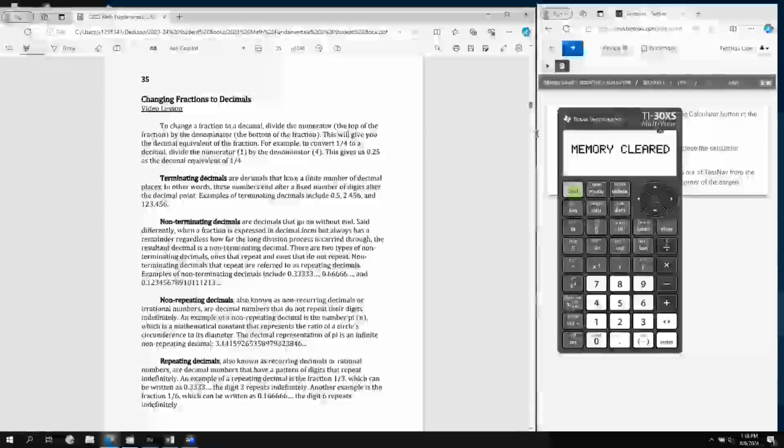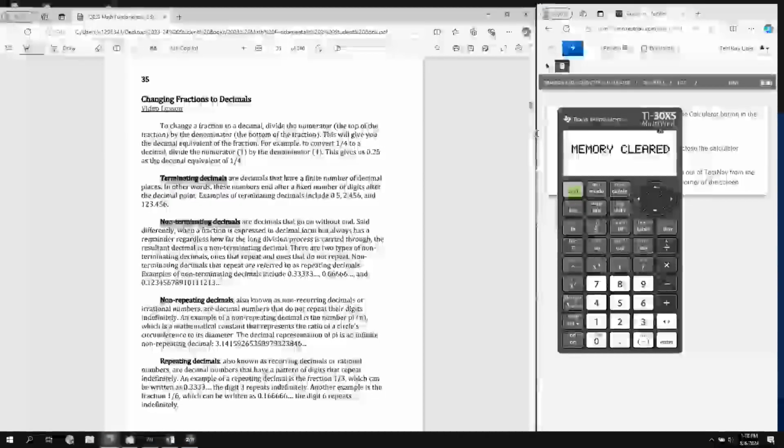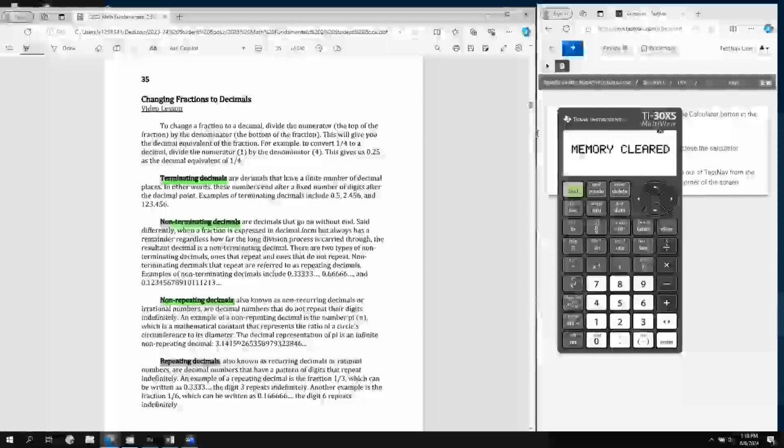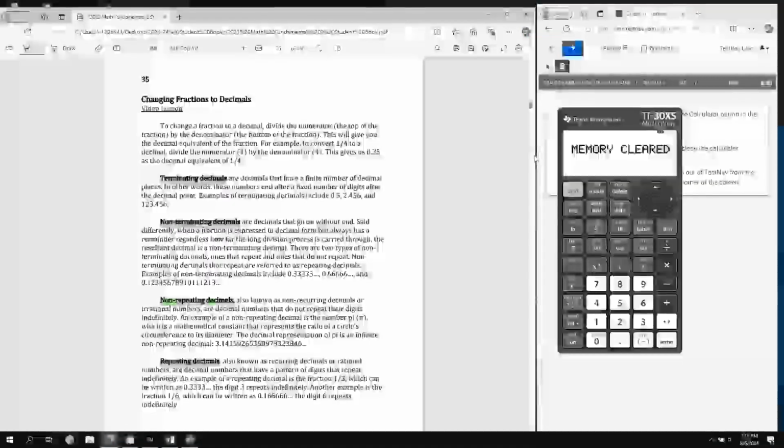You're going to hear me say things like the word terminating decimals, non-terminating decimals, non-repeating decimals, and repeating decimals. When they come up and we see them, I'll describe them to you, so that you'll see it and know that there is a vocabulary word associated with it. So let's go ahead and take a look at some of these.